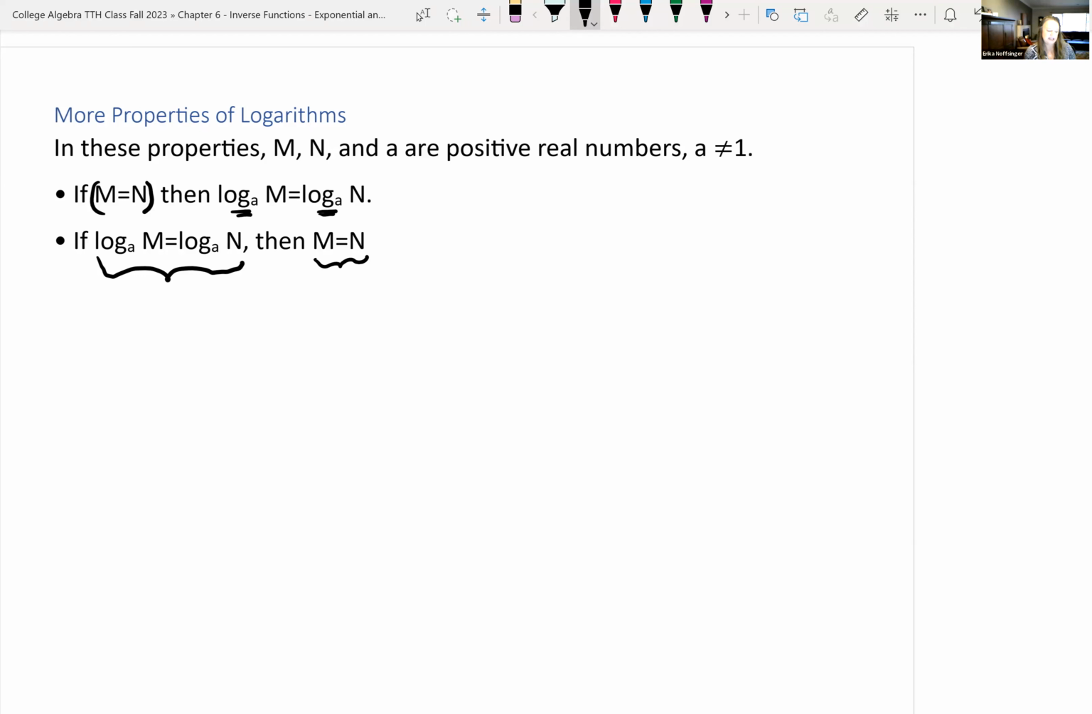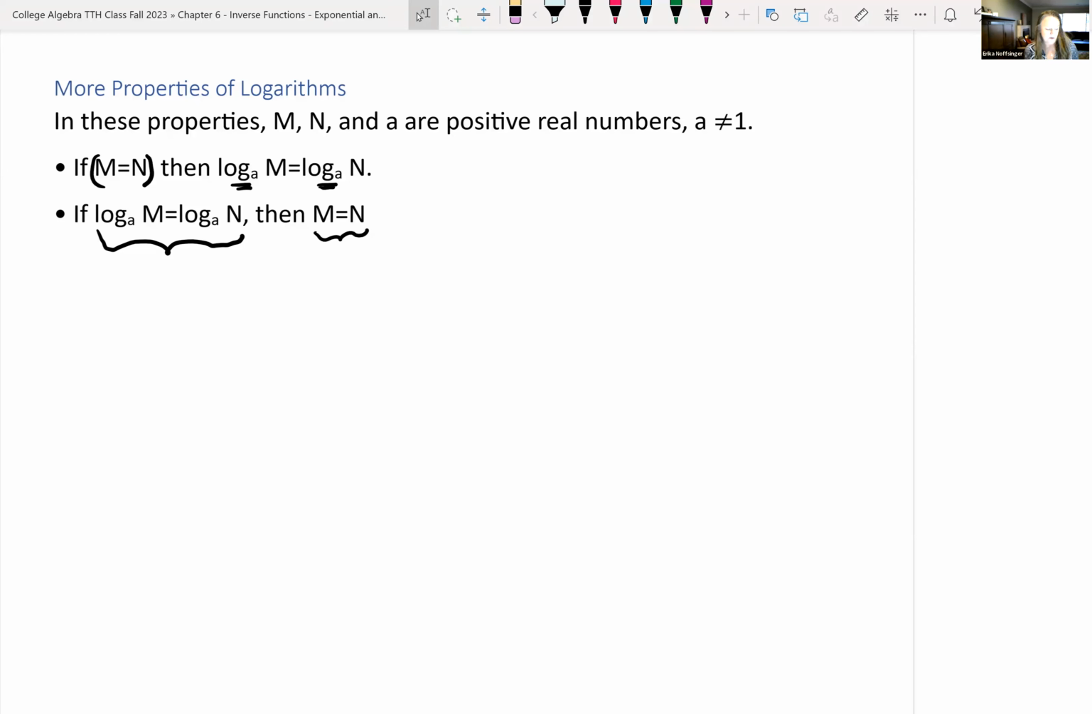Okay, so we'll be seeing the property in just a minute. So we're going to use these properties, and I'm going to create another video solving logarithmic equations and exponential equations. So we'll see that in that next video.